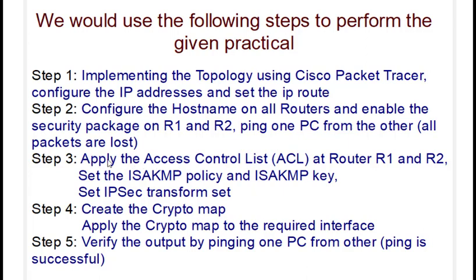And in step 3, we'll apply ACL, access control list, at router 1 and router 2 and set the IPsec ISAKMP policy and IPsec ISAKMP key and set the IPsec transform set.